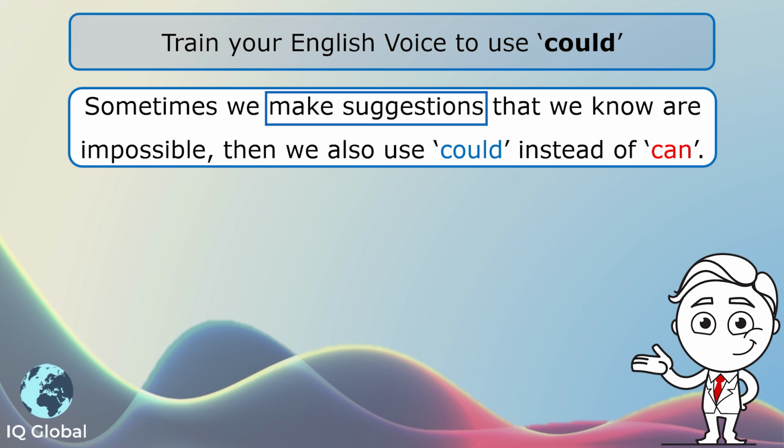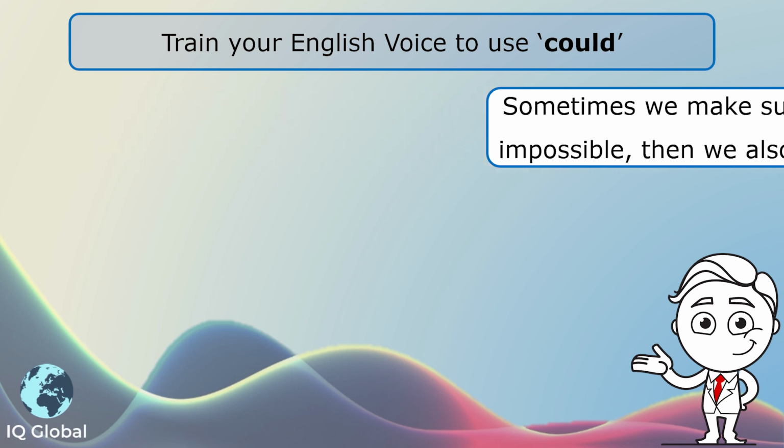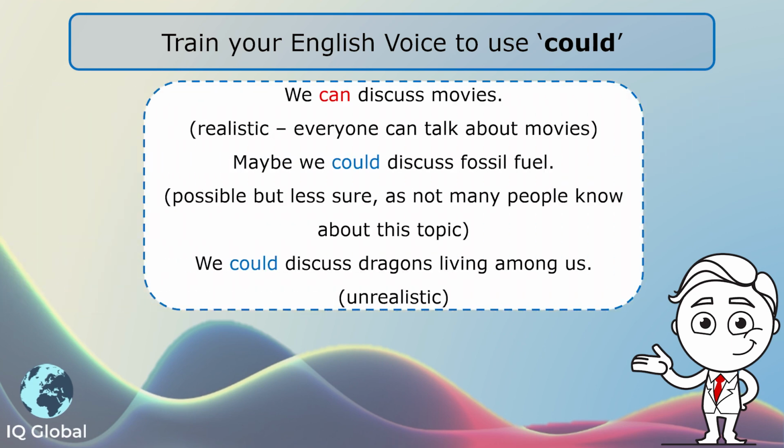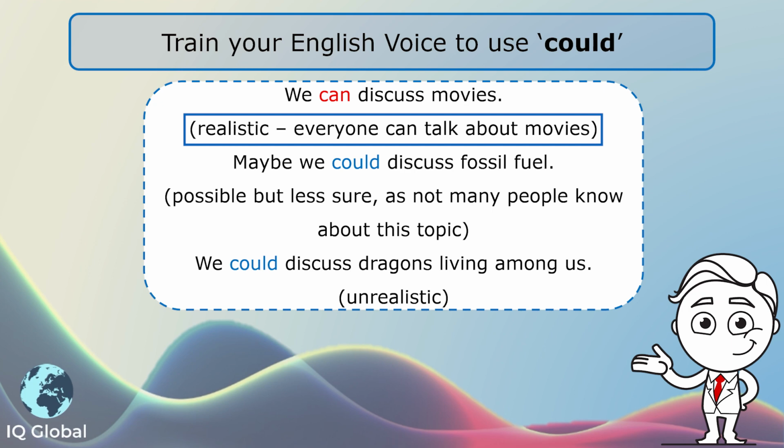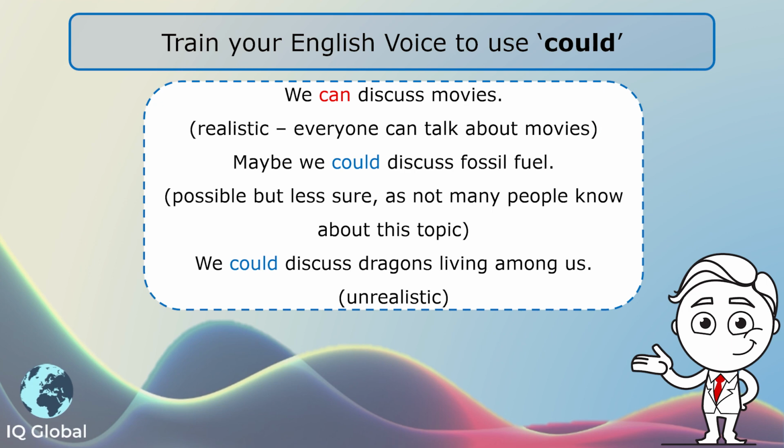Sometimes we make suggestions that we know are impossible. Then we also use could instead of can. So have a look at sentence 1. We can discuss movies. This is a realistic suggestion. Everyone can talk about movies. Chances are that everybody in that group has seen movies and they can discuss them. It is realistic.